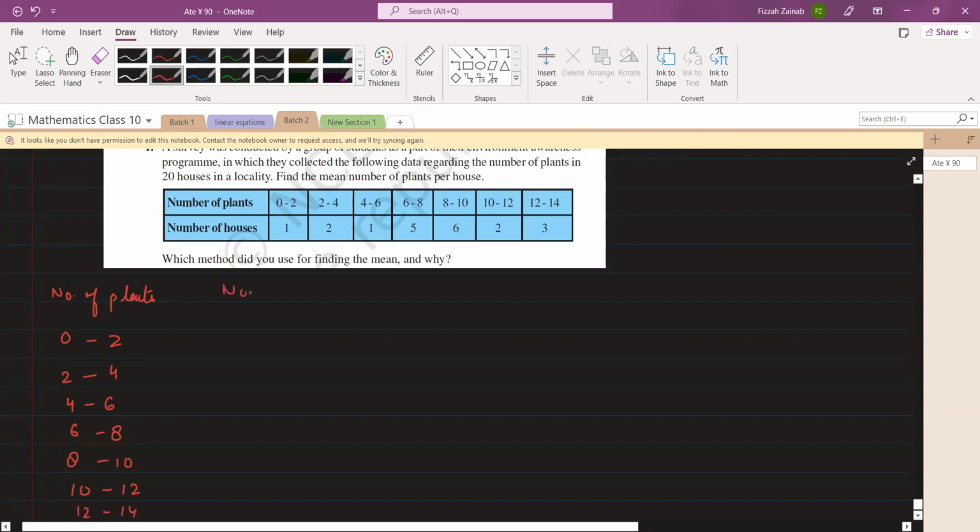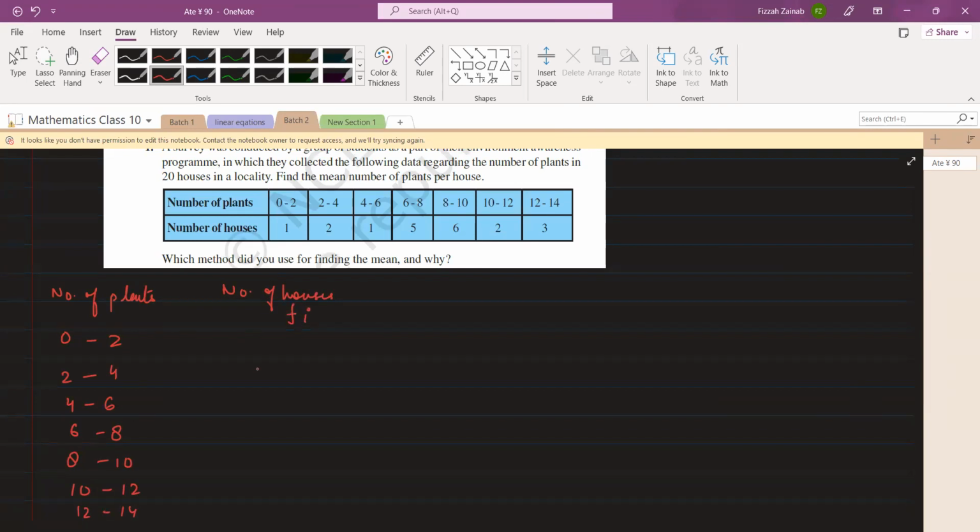Then you write the corresponding number of houses. So in how many houses you have found them? Now this number of houses is actually your frequency, so it will be denoted by fi. Clear? Yes, ma'am. Okay, this is frequency. So this happened in one house, this is 2, 1, 5, 6, 2, and 3.